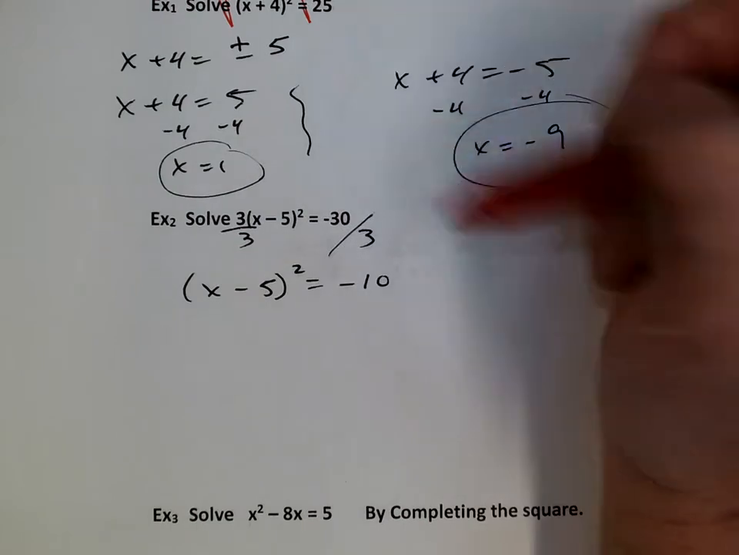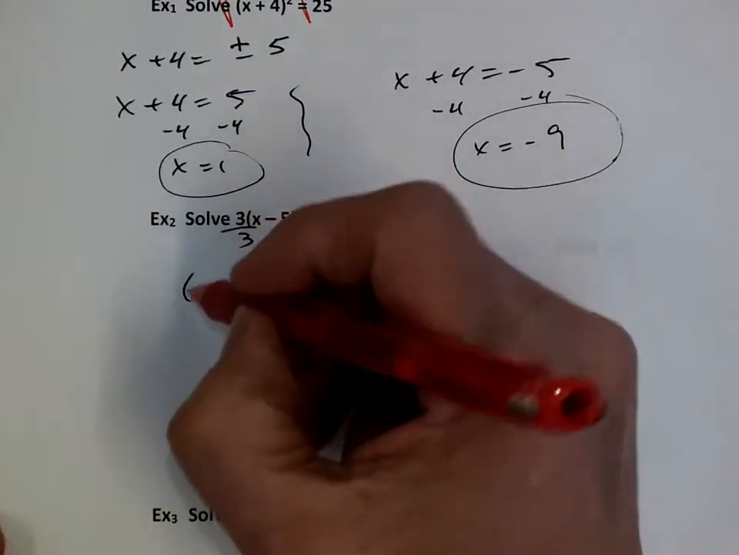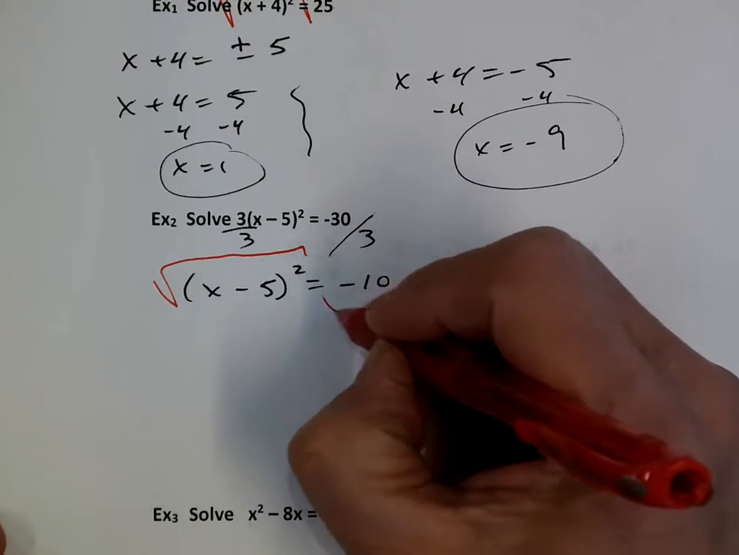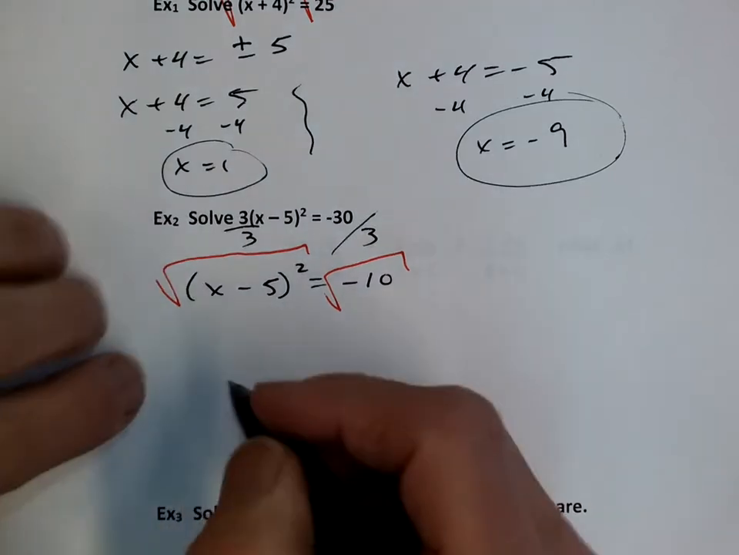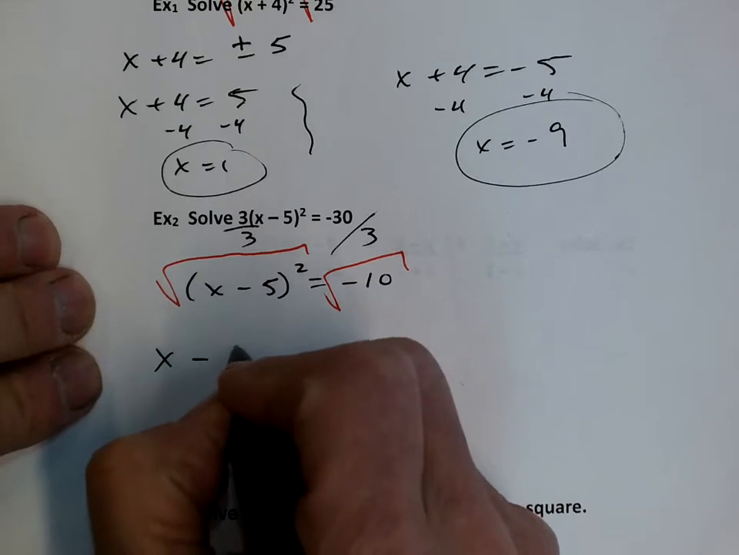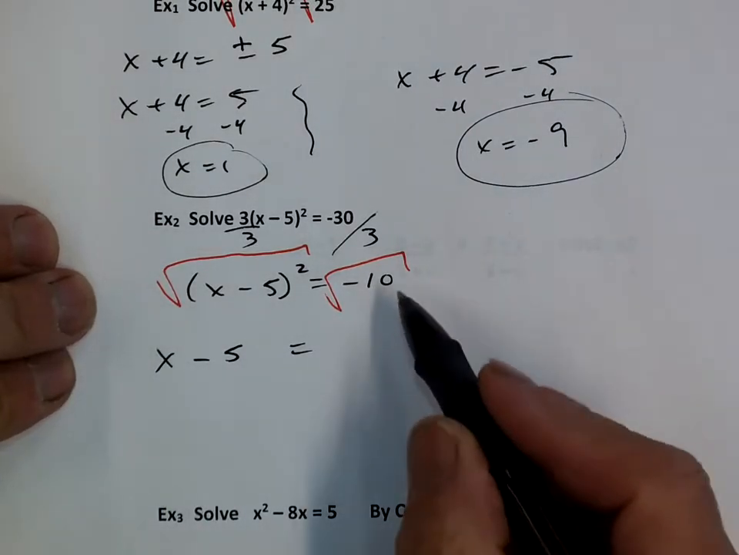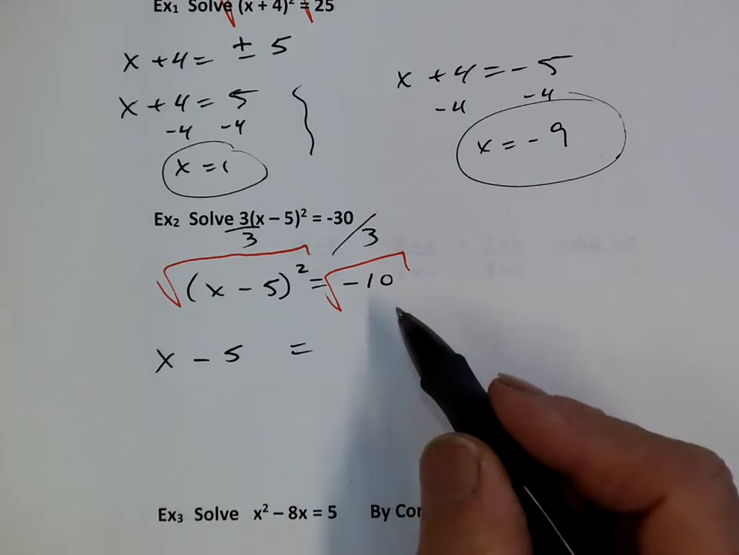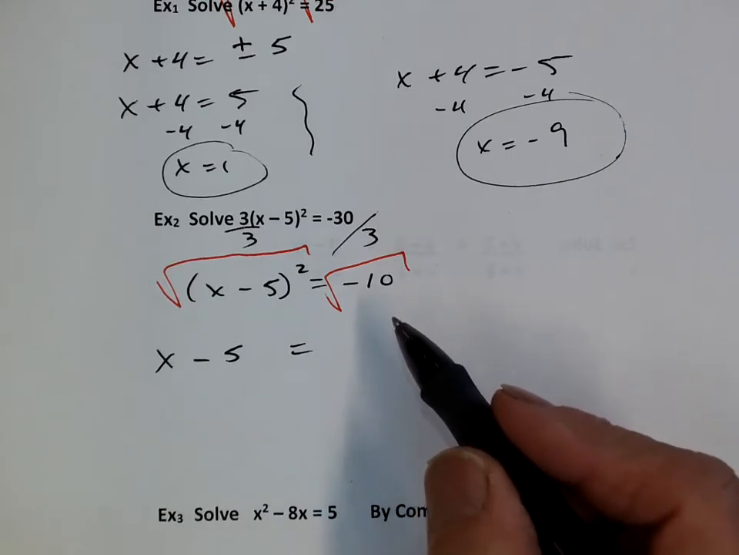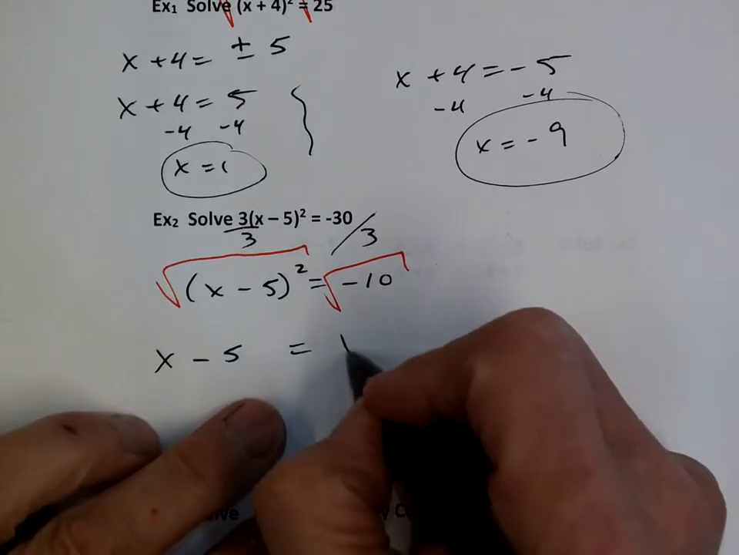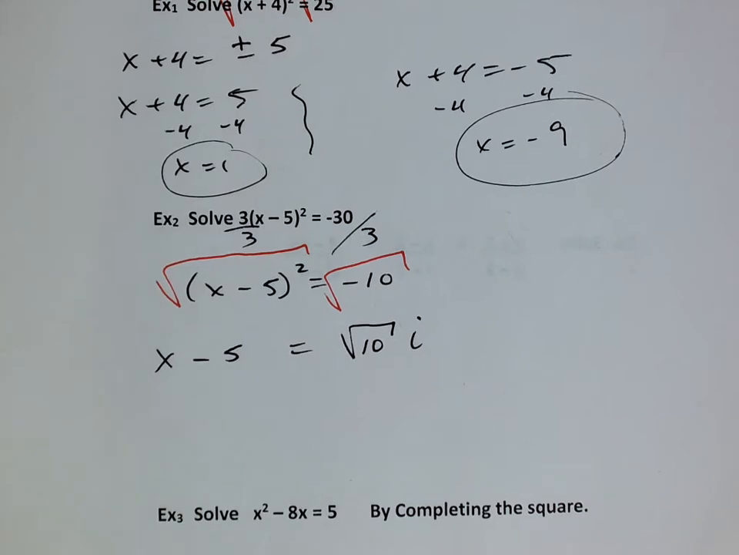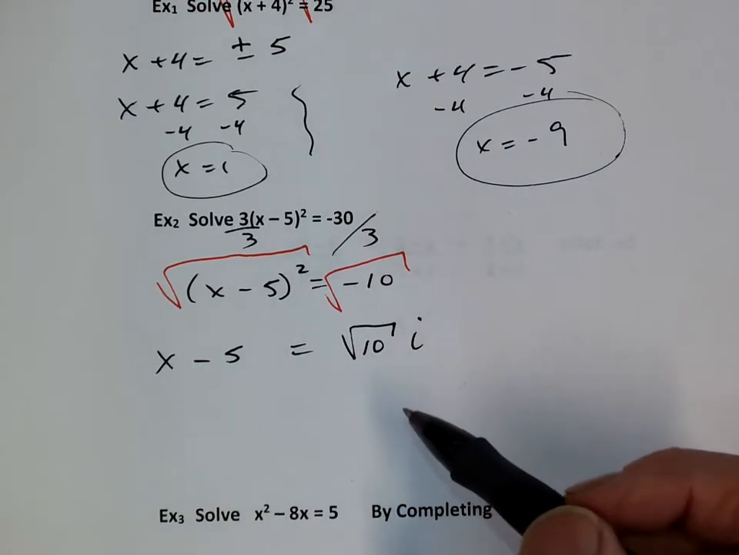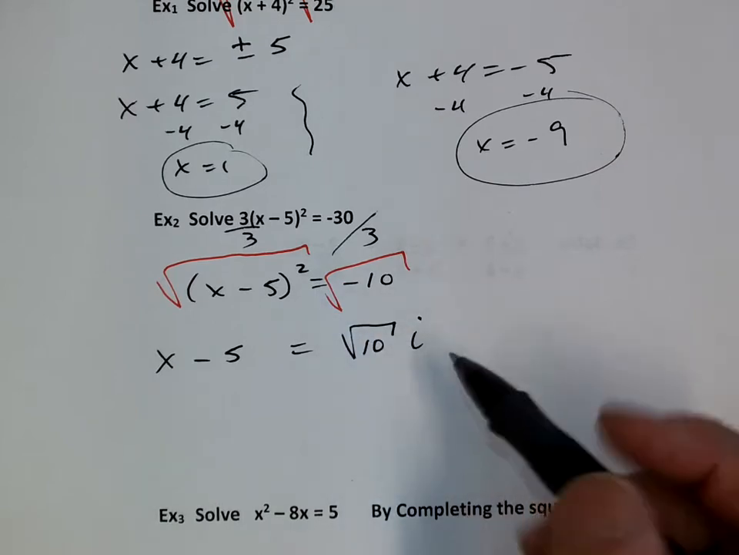I'm going to do what I did up here to get rid of the square. I'll square root both sides. We're just going to have to leave it as the square root of 10i. So I'm going to get x minus 5 equals. Now, the square root of 10, there's nothing you can do with it. You can't break it down. 2 and 5 doesn't help, 1 and 10 doesn't help. So we're going to leave it as the square root of 10. But because of the negative, we're going to put the i out there. We get the i from the square root of negative 1.